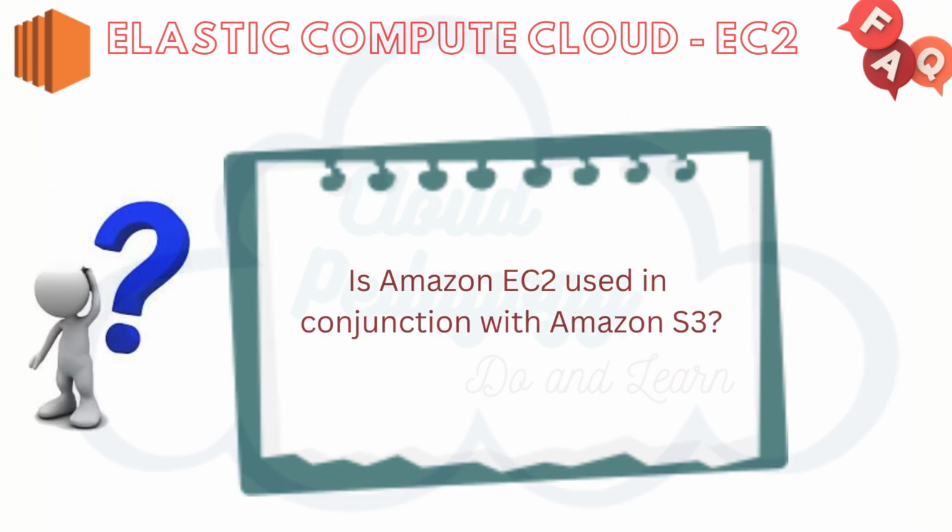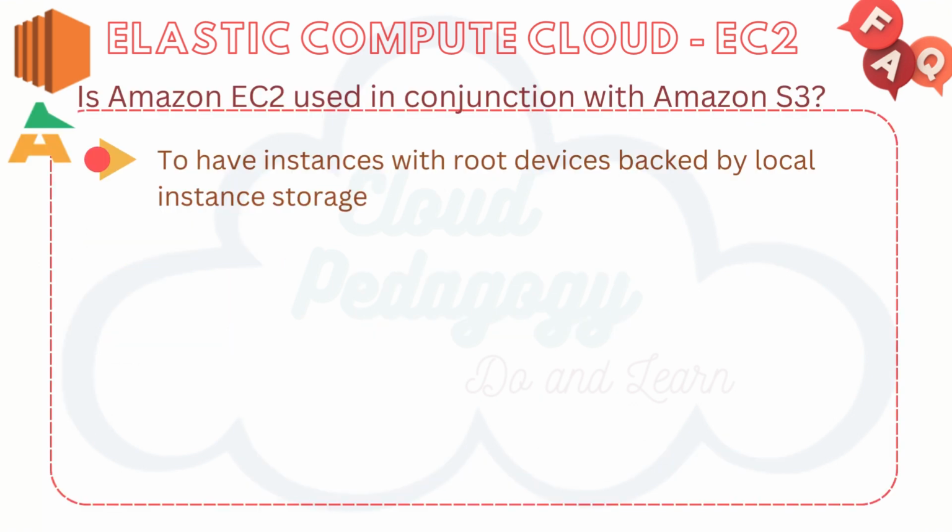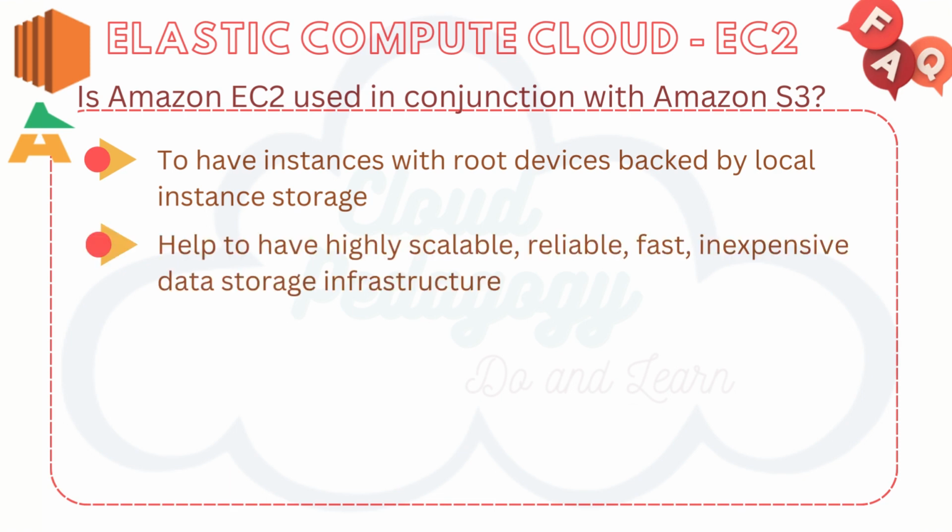Next, is Amazon EC2 used in conjunction with Amazon S3? Of course you can. Amazon EC2 is used jointly with Amazon S3 for instances with root devices backed by local instance storage. By using Amazon S3, developers have access to the same highly scalable, reliable, fast, inexpensive data storage infrastructure that Amazon uses to run its own global network of websites.